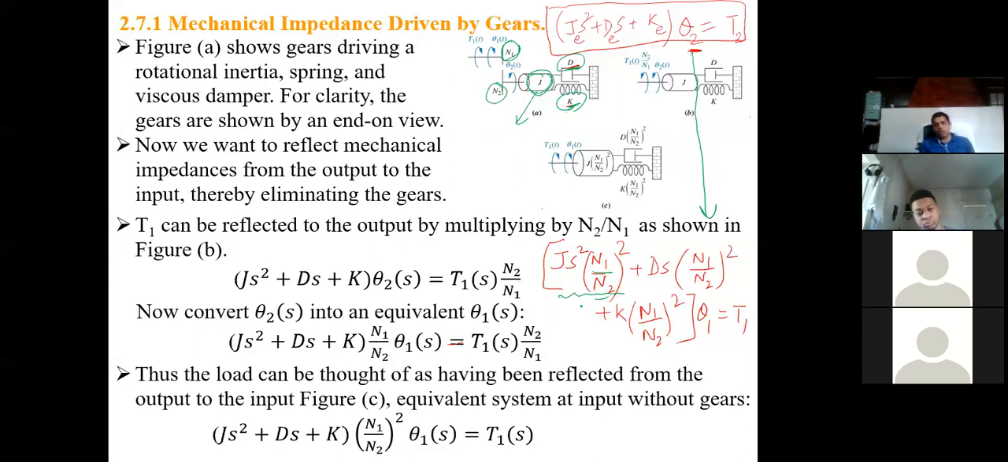So similarly, not only are you carrying your inertia, but you are also carrying your D across the gear. When you carry your D across the gear, you do the same thing: destination over source, destination N1, source N2, squared. Similarly, when you carry your K over the gear, you do the same thing. You multiply your K by destination over source squared. Then the rest is easy, because with that, you go to theta 1. Now you have T1. Boom.